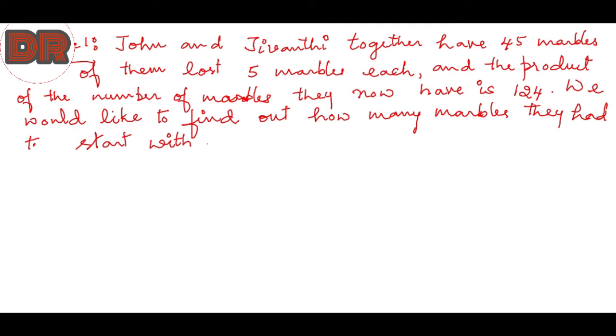Okay, let's see. John and Jivanti together have 45 marbles. Both of them lost 5 marbles each, and the product of the number of marbles they now have is 124. We would like to find out how many marbles they had to start with. Actually, we have to find the number of marbles they had in the beginning. But before finding the solution, we need to represent this in a mathematical model. So let us see that.